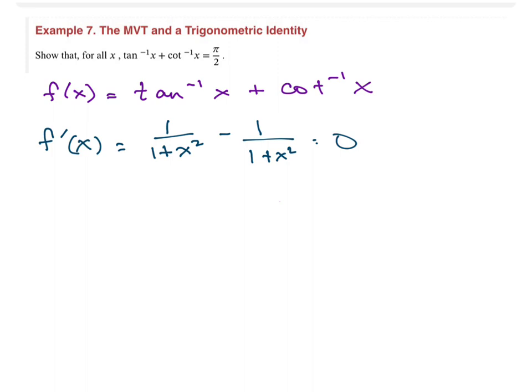Well, let's trickle back a few minutes ago. We said that if the derivative equals 0, then what? Then it's just a translation. It's constant. It's constant, right? So if the derivative equals 0, then f of x must have been a constant, right? f of x must have been constant.